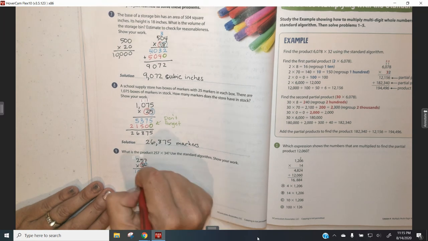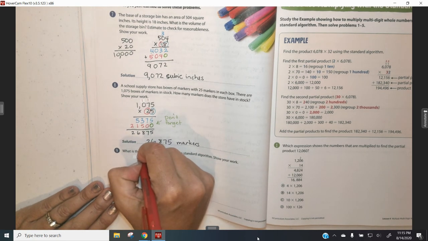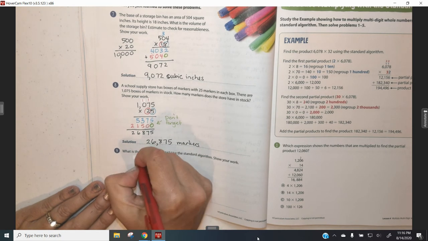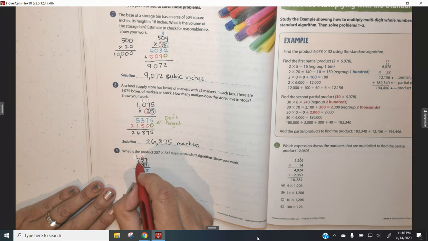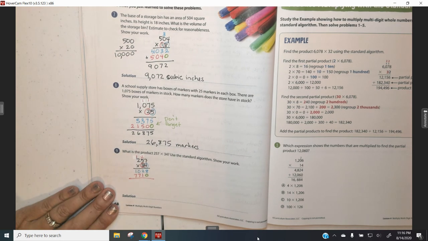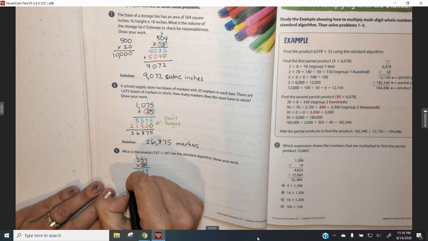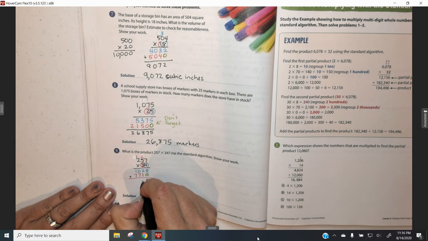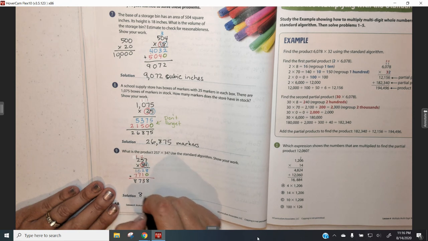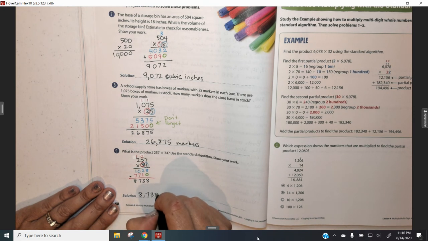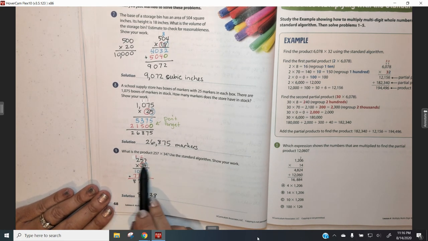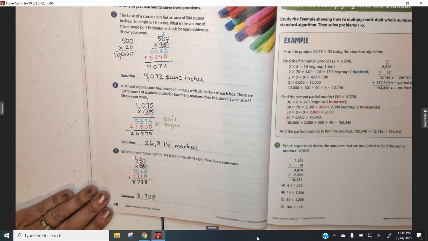3 times 7 is 21. 1, carry the 2. 3 times 5 is 15, plus 2 is 17. 3 times 2 is 6, plus 1 is 7. And then we can add those together. 8, 3, 7, 8. 8,738 is the product of 257 times 34.